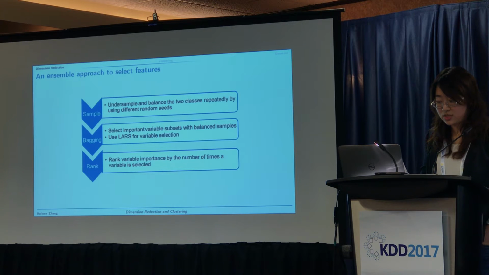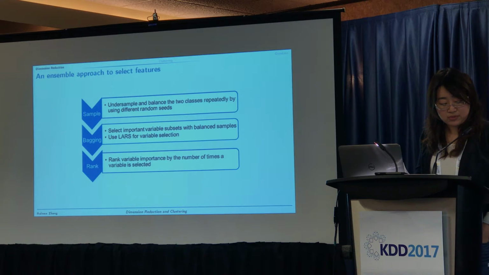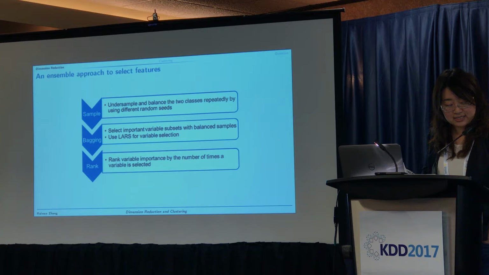And for this project, we chose LARS for doing variable selection. One reason is that LARS is a Lasso-type method, which reduces the variance of estimates by shrinking the coefficients towards 0. And it generally performs better in the presence of collinearity. In the last step, we count the number of times that a variable was selected in the bagging process and rank the variable importance by frequency.